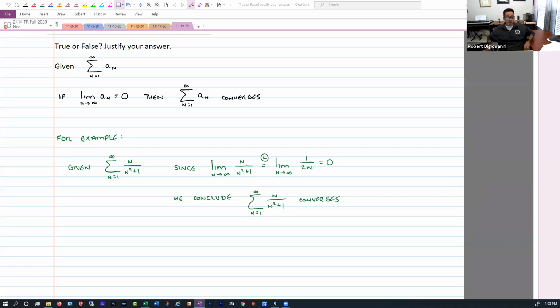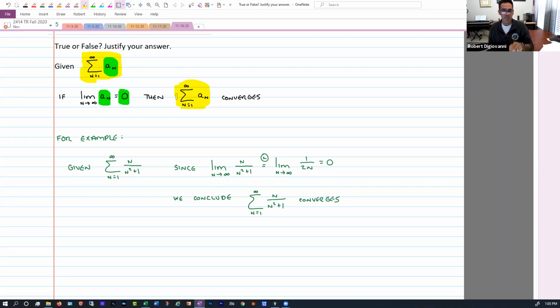So this is what I was trying to get across last class: if you're looking at a series and you look just at the sequence, a sub n, if you take the limit of that sequence and you get 0, does that tell you anything about the series itself? And the answer is no. You know nothing about the series.